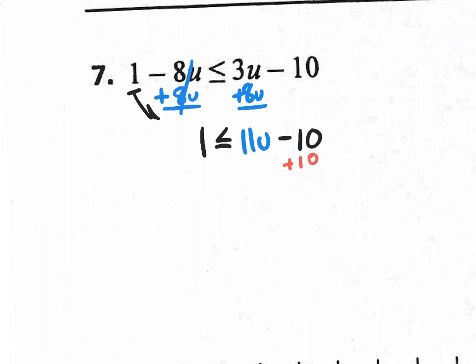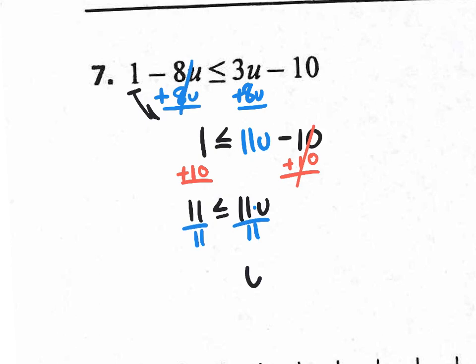Well, let's get rid of that minus 10 by adding 10. Adding 10, we're going to have 11 is less than or equal to 11u. That's pretty nice, because when we get rid of this 11 that's being multiplied by u, by dividing by 11, we end up with a nice, beautiful answer. So our u is on this side. We didn't divide by a negative, so the inequality does not flip. Again, this is dividing by 11, not negative 11. So this stays exactly the same, doesn't flip. So this is our answer.